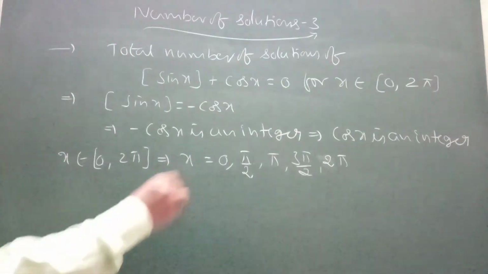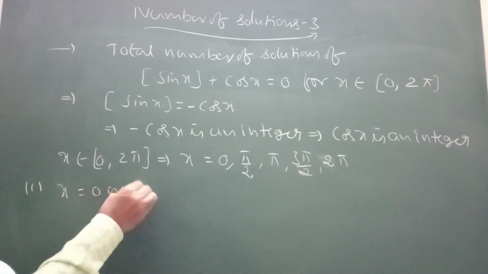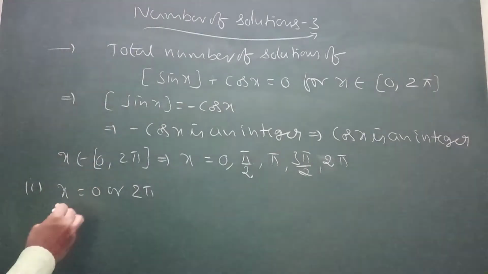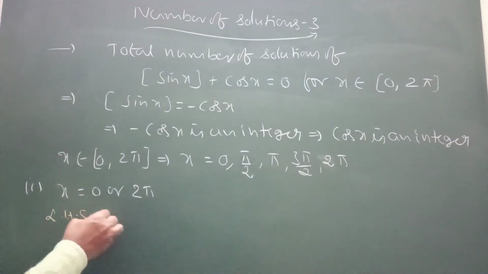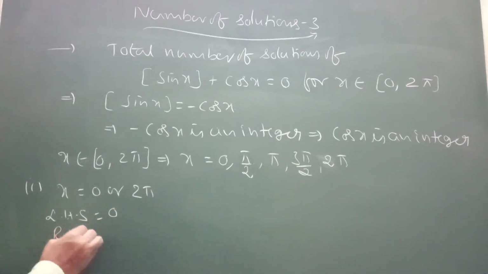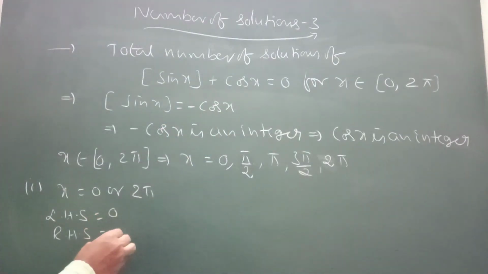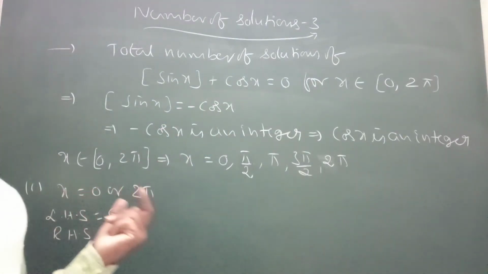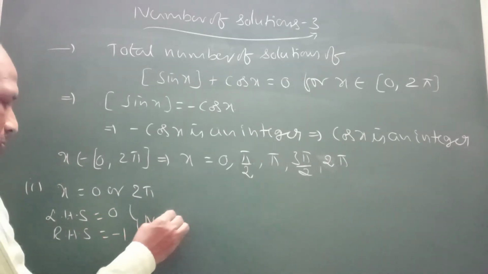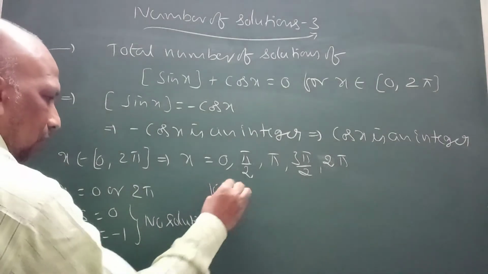Suppose x equal to 0 or 2 pi. In this case, what is the LHS value? Sin 0 comes 0 only. What about the RHS? You will get minus cos 0, which is minus 1. Both are not equal, so no solution in this case.